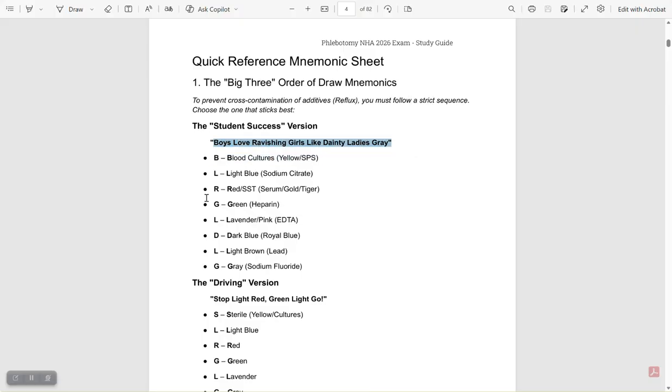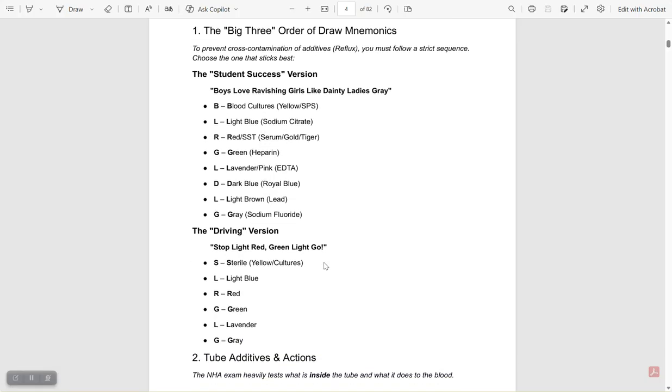Great. What it means is B is blood cultures, and it's used for sodium or SPS. L for light blue, where we use sodium citrate. R for red. G for green. L for lavender. D for dark blue. L for light brown and G for gray.